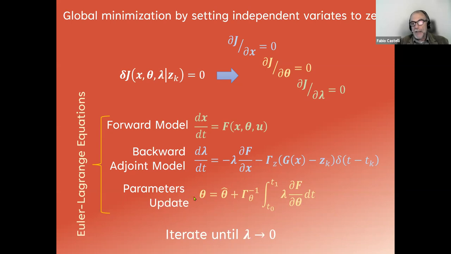Now, the parameter update is proportional to the Lagrange multiplier. So you usually solve this problem by iterating through these equations until lambda vanishes. Why does lambda vanish? Because the forcing term of the adjoint model is the misfit between the model prediction and the measurements, okay? So if the model is predicting exactly, this forcing of the backward adjoint model will be zero, and this will have a null solution. Lambda equal to zero means that you don't need to update the states anymore. So you usually iterate among these equations to converge toward a final estimate of the parameters or the state that you need to estimate.